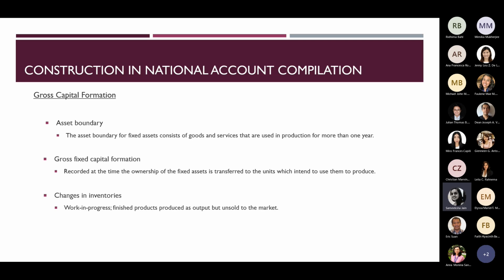So the boundary line between those products that are retained in the economy and are used in the consumption and those products that are used for capital formation is therefore known as asset boundary. And based on this, we look at the gross fixed capital formation, which, like I mentioned, is recorded at the time the ownership of the fixed asset is transferred to the unit that intends to use them for further production. And then there is the change in inventory, which is basically the work in progress or the finished products which are produced as output, but that remain unsold in the market.